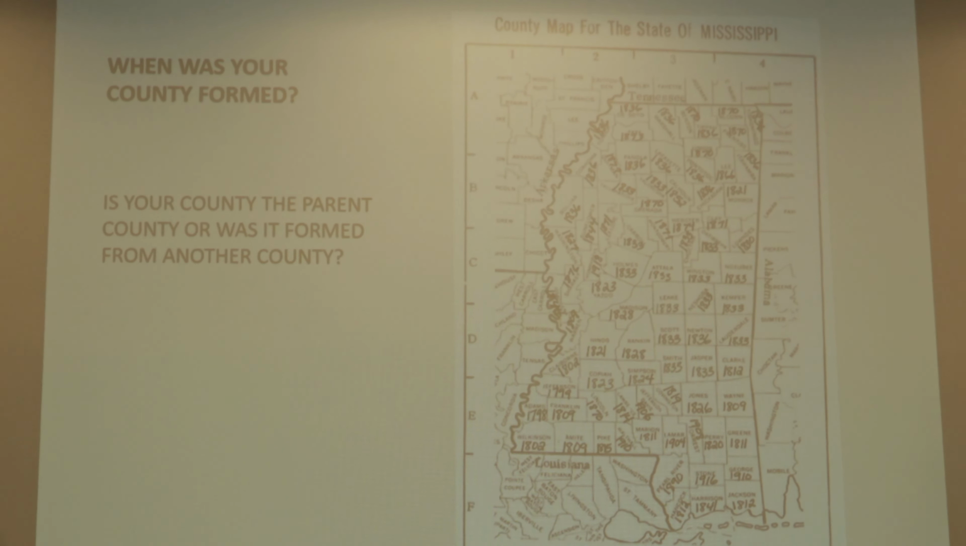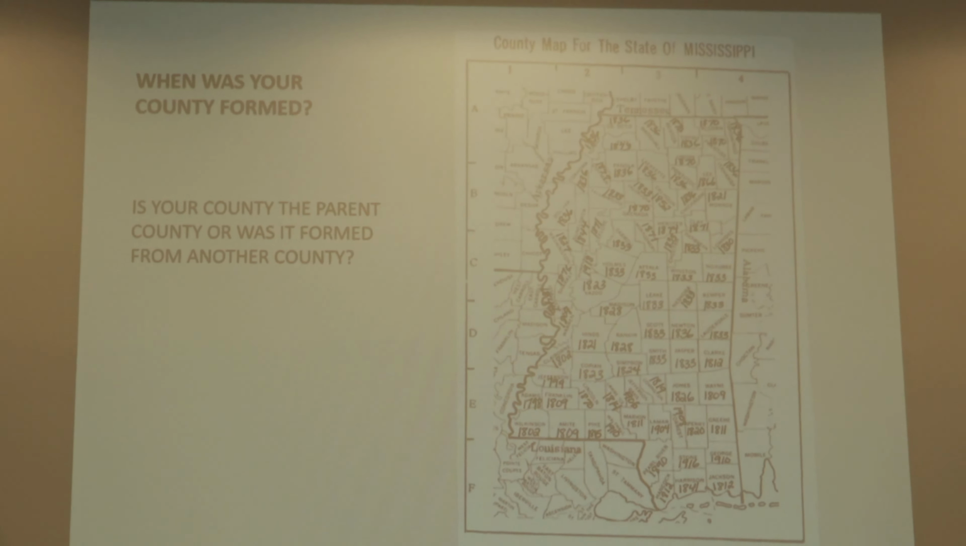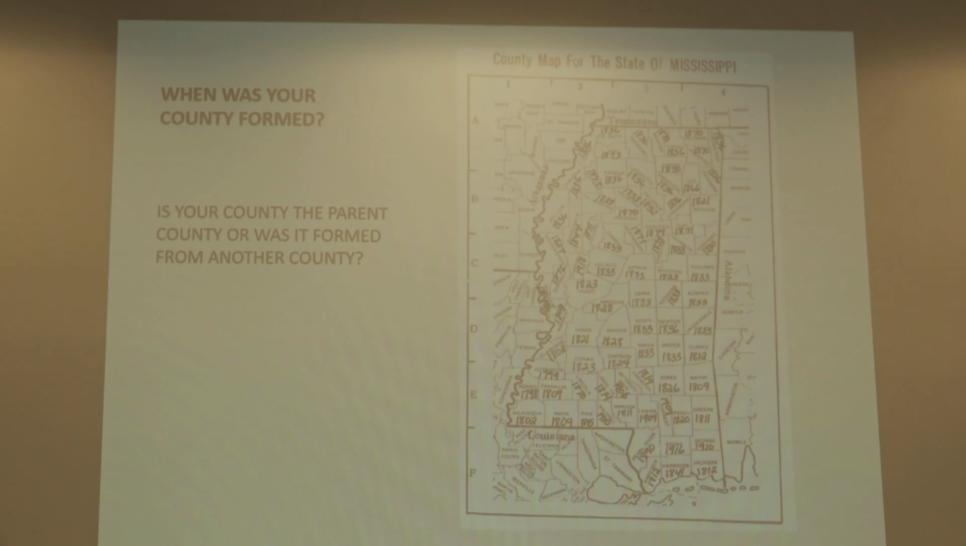So going on. Another thing that's important is when was your county formed? I always have someone say, "Well, I'm looking for my ancestor, and they lived in Humphreys County." They always lived in Humphreys County, but Humphreys County wasn't formed till what, 1918 or something like that. So they need to be looking in the parent county, right? They need to find their county.